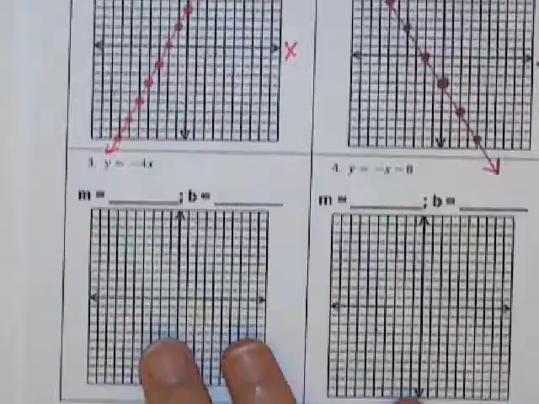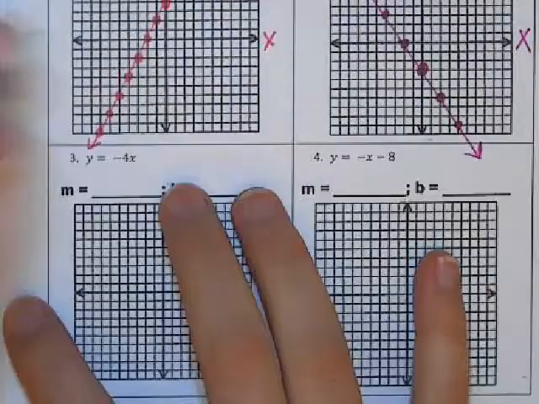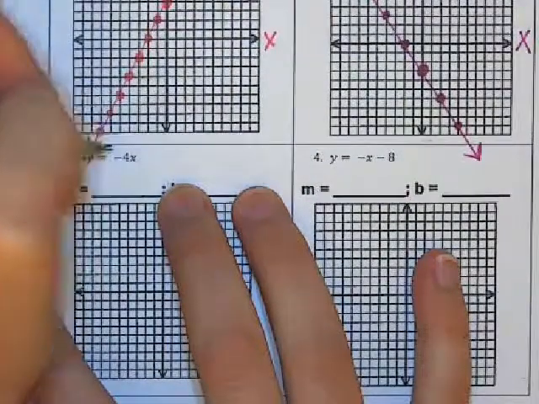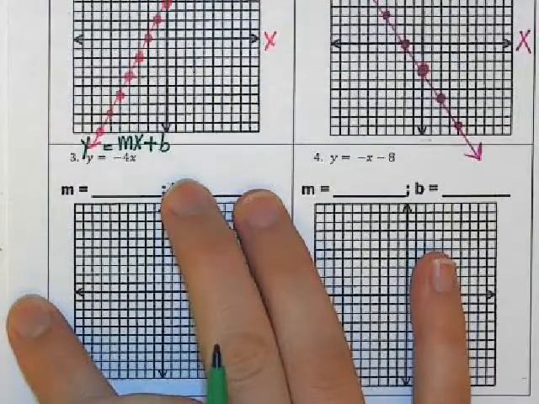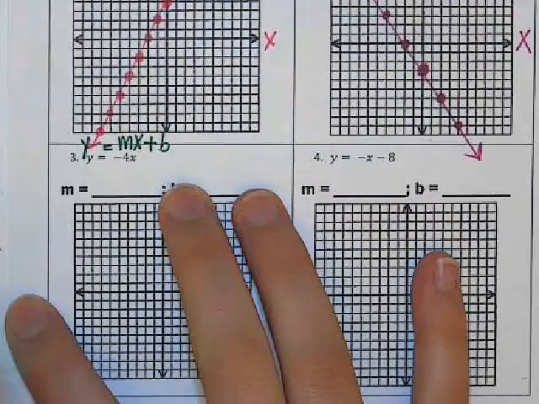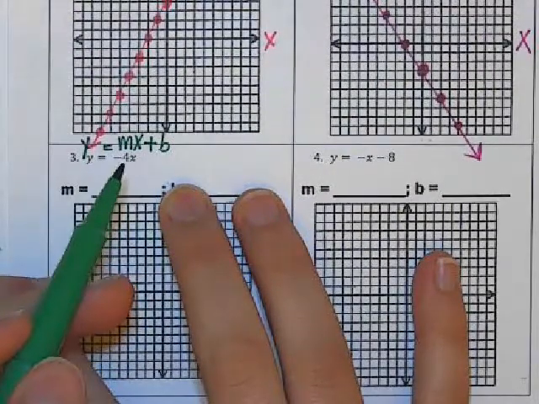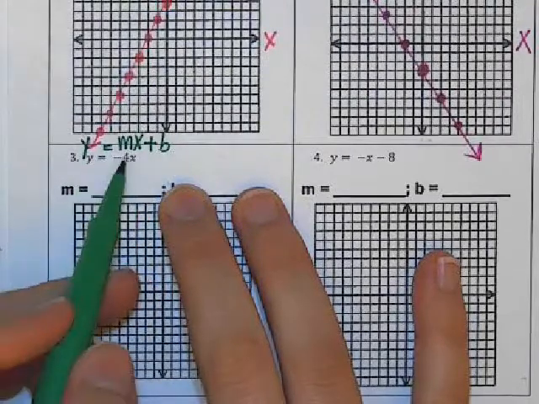Okay, 3. What's different about number 3? They don't have a y-intercept. If I write y equals mx plus b, it doesn't really need a b because b is 0. How do I know that this isn't the b? Because it has the x.